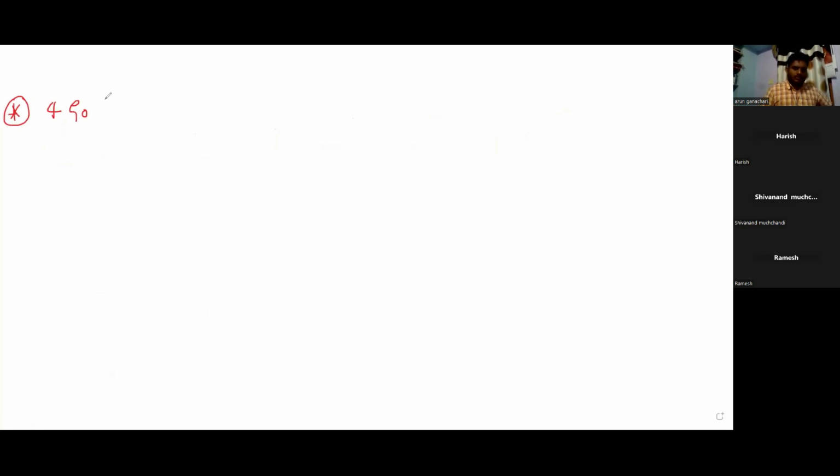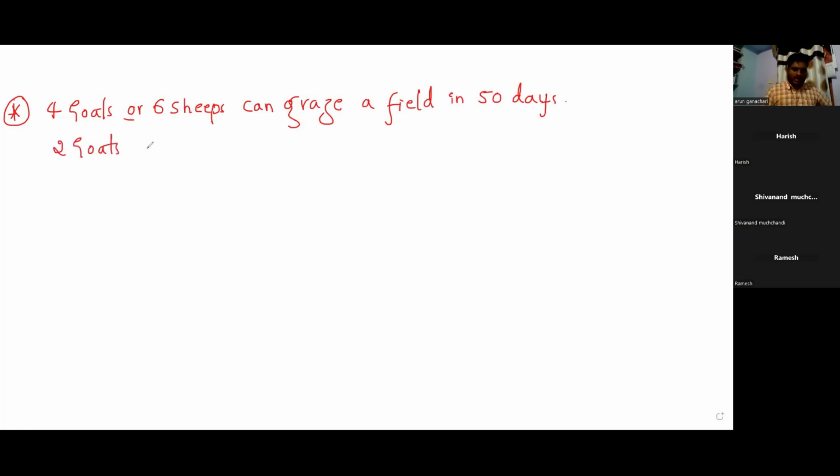4 goats or 6 sheep can graze a field in 50 days. 2 goats and 9 sheep can graze the field in how many days?